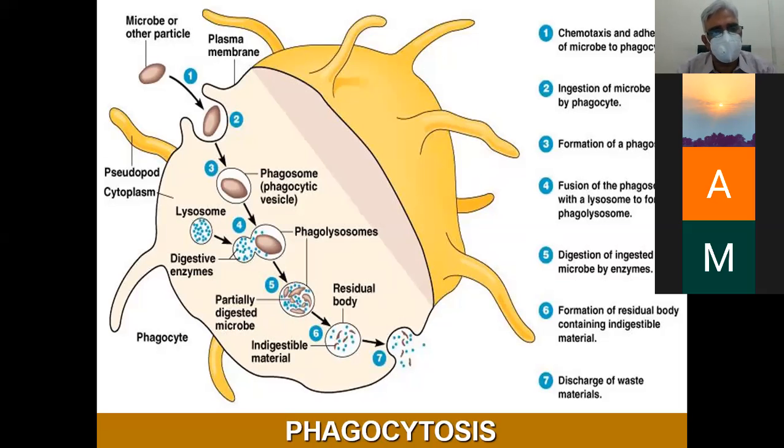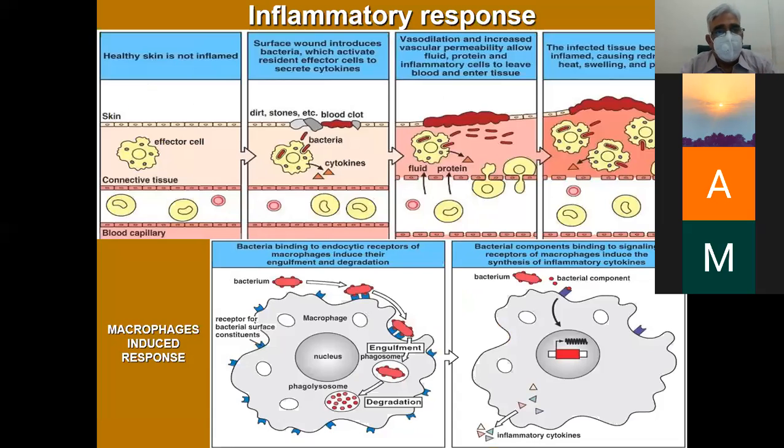Number one is phagocytosis: engulfment, joining with the lysosome, formation of the phagolysosome, and then that lysosome, which is a digestive enzyme, leads to degradation of the invader. The residual body is expelled out and the other material is digested. So this is how the invader or anything which is foreign is destroyed. There is another method of destruction. If you look at these lines, this is the inflammatory process.